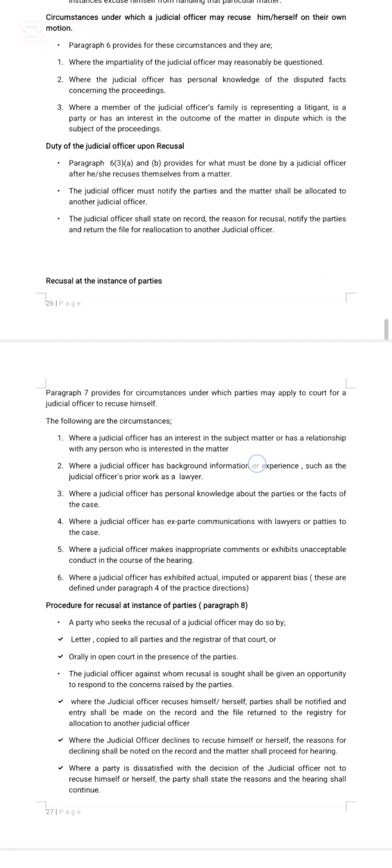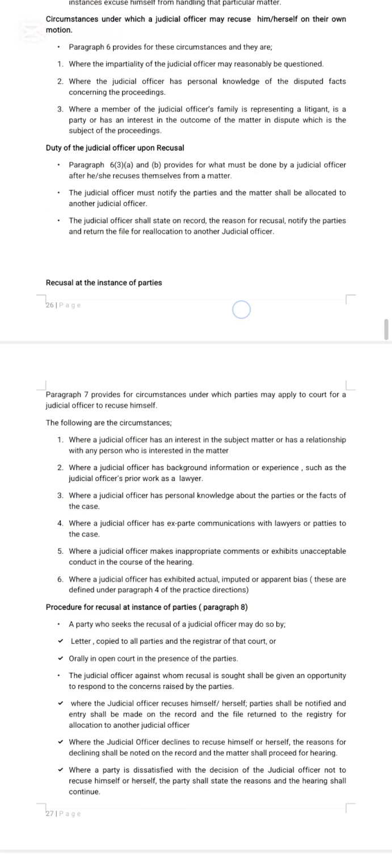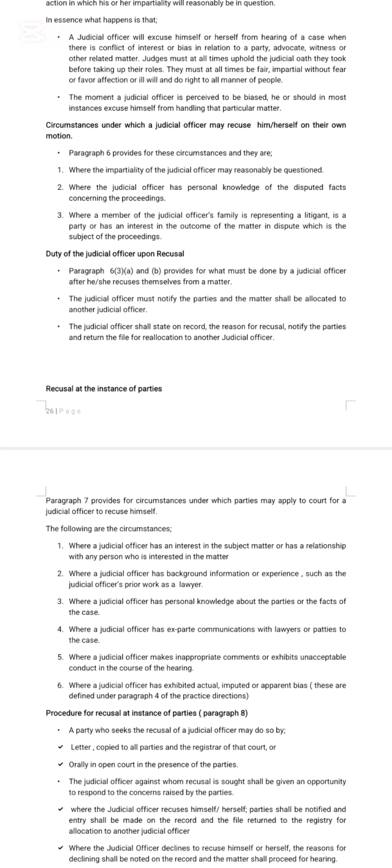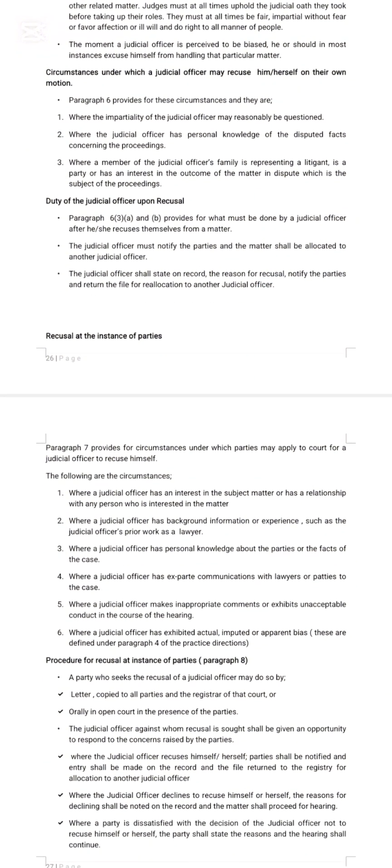So where in fact you see that you have an interest in the matter, as a judicial officer you must proceed to recuse yourself from that matter. Circumstances under which a judicial officer may recuse himself or herself. Paragraph 6 provides for the circumstances, and they are: 1. Where the impartiality of the judicial officer may reasonably be questioned. 2. Where the judicial officer has personal knowledge of the disputed facts concerning the proceedings. 3. Where a member of the judicial officer's family is representing a litigant, is a party, or has an interest in the outcome of the matter in dispute.